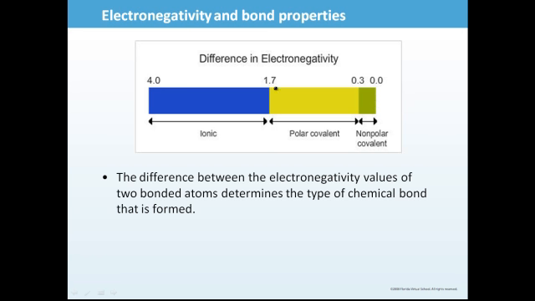If it's between 0.3 and 1.7, then it's going to be polar covalent. Again, in this situation, they're still sharing, but one of them is strong enough to kind of take the electrons the majority of the time. So we end up with one end of the bond being slightly negative, the other end being slightly positive. And then if it's over 1.7, then it's going to be an ionic bond. In those situations, the differences are large enough that the one with the higher electronegativity is just going to take the electrons away from the one with the lower electronegativity.